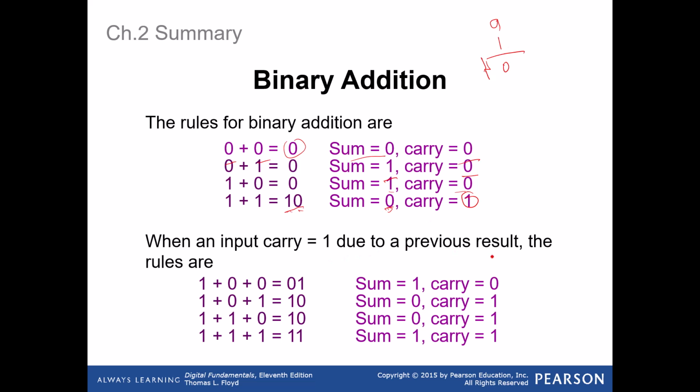So here we see if we can add more than two digits. 1 plus 0 plus 0 is just 1. And here 1 plus 0 plus 1, we know this is 2, and we have a carry. Here 1 plus 1 plus 1 is 3, so we have 1 and a carry of 1.